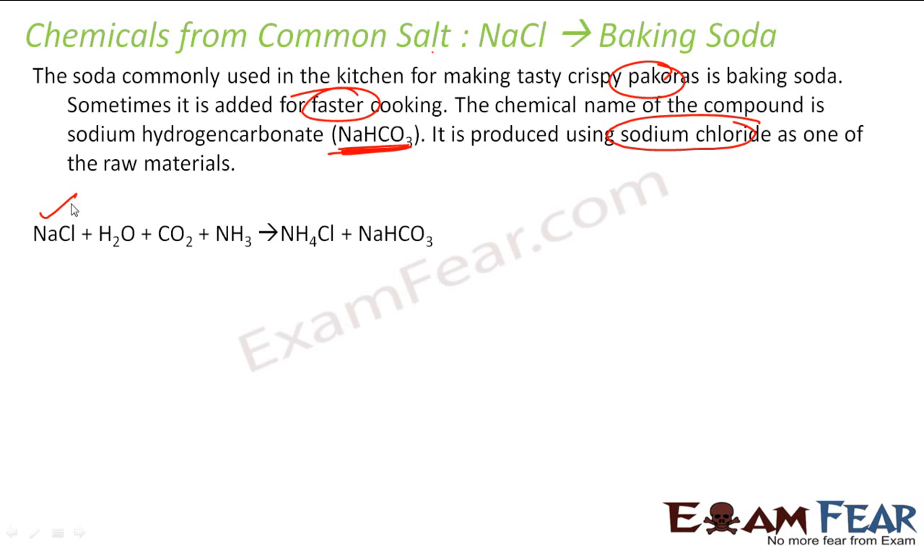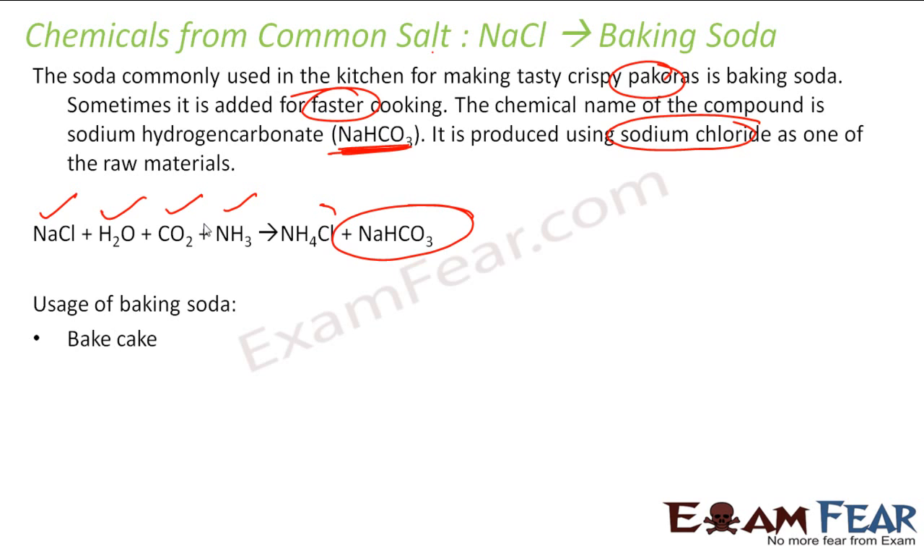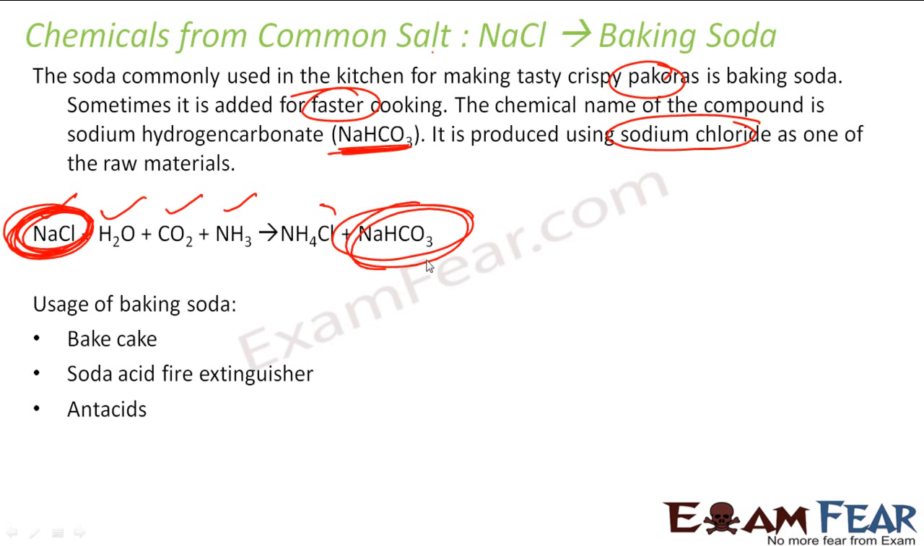So how does that happen? You have some sodium chloride, you have water, you have carbon dioxide, ammonia. You add all these things, you get NH4Cl, and you get this baking soda. This is the reaction we have to get the baking soda. We have salt, water, carbon dioxide, and ammonia. We get this baking soda. The baking soda is used for baking cake. It is used for fire extinguishers, also used for antacids. So if you see here also, NaCl was a critical component to get the baking soda. Correct?